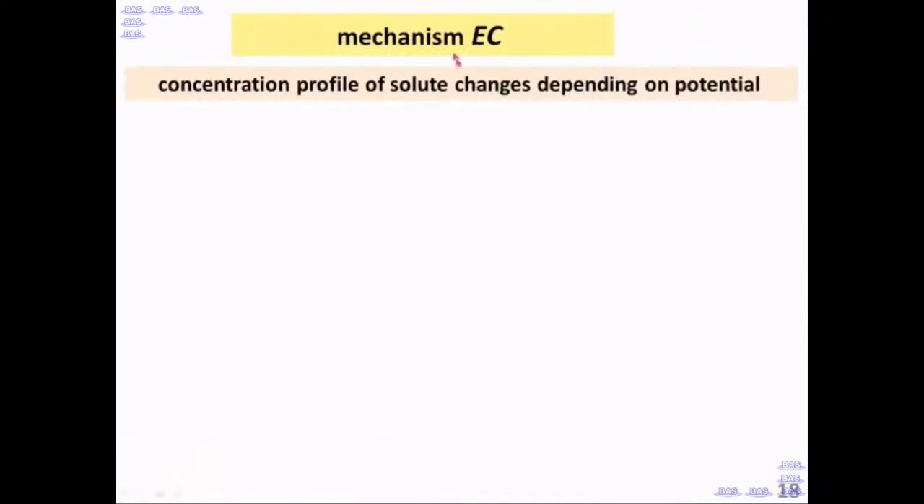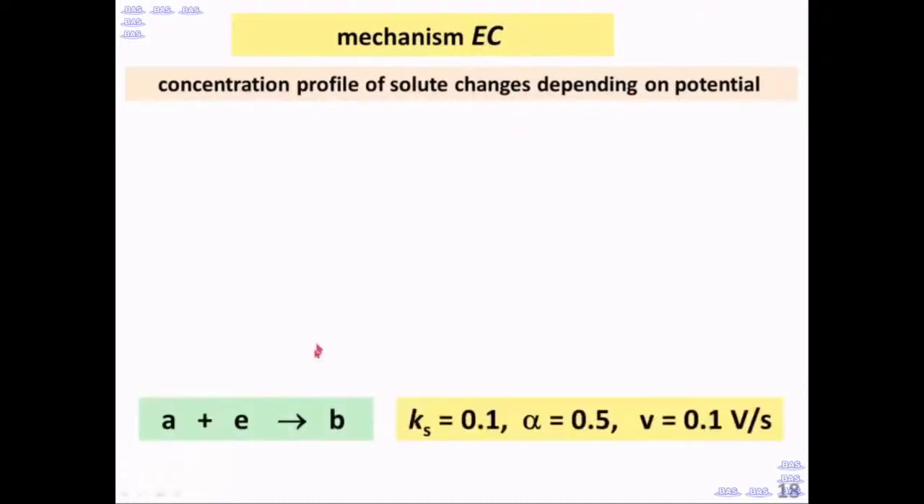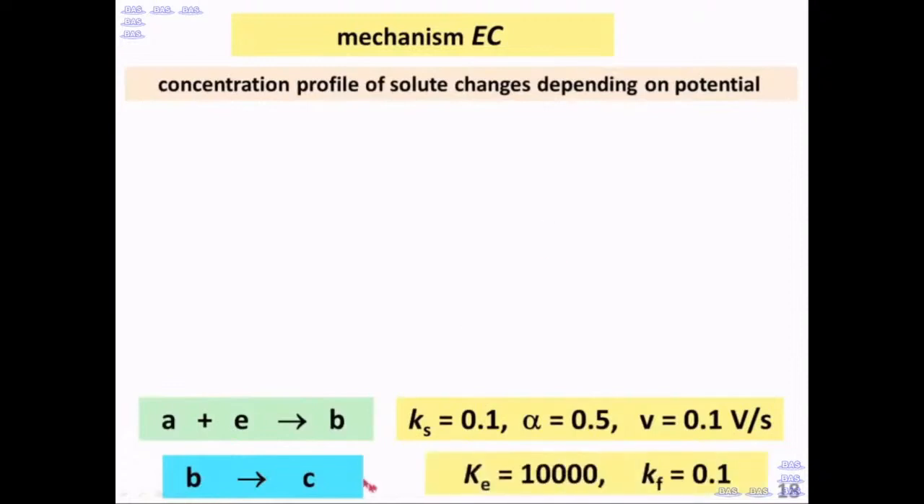About the EC mechanism, the product of electrochemistry is C. The concentration profile changes depending on potential. B changes to product C. These are chemical reactions in the solution. The chemical parameters of the reaction are the equilibrium constant and the reaction rate Kf.